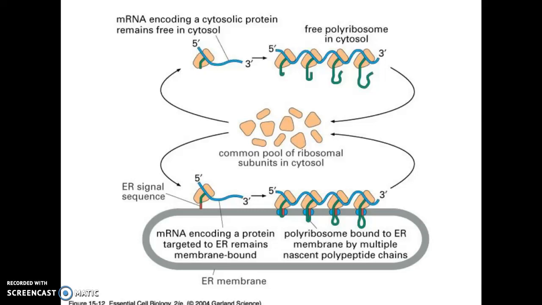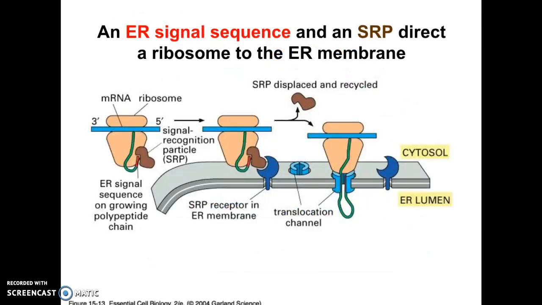And so then you'll have a growing polypeptide chain coming out of the ribosome. And if it does have this ER signal sequence, this short section of hydrophobic amino acids on its N-terminus, then it will get recruited down to the ER membrane. So the way that happens is that a signal recognition particle, a chaperone protein, binds to this signal sequence and stops translation for a period of time until it gets recruited down to the ER.